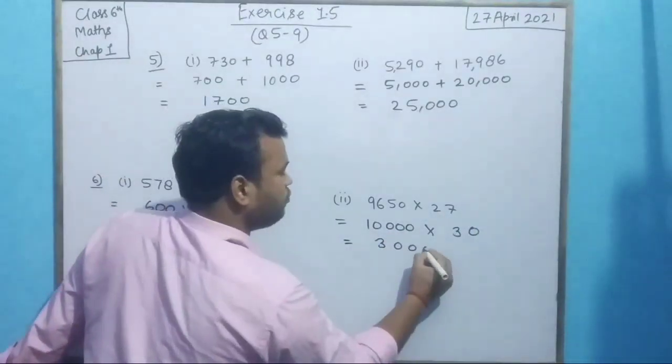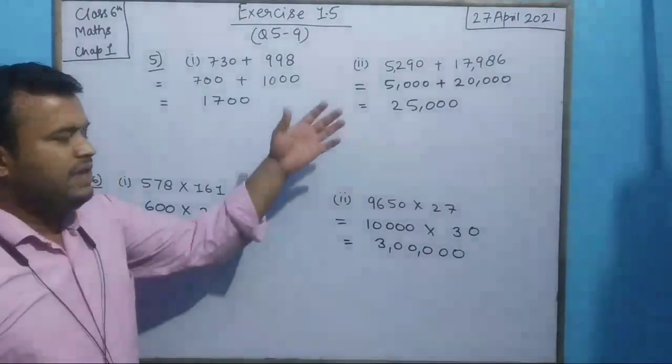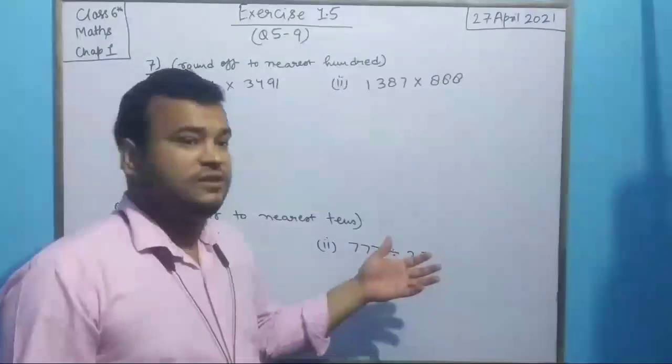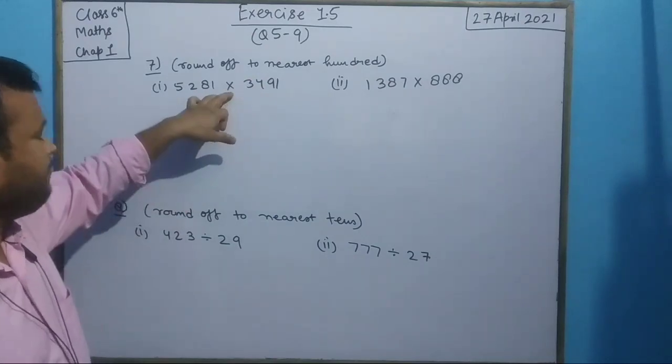So 1, 2, 3, 4 and 5, and this is 3 lakh. So we have done with this. Let us see the next questions. Now let us see question number 7 and 8. Here also we have to multiply.